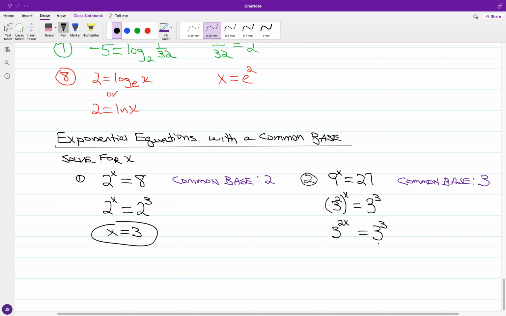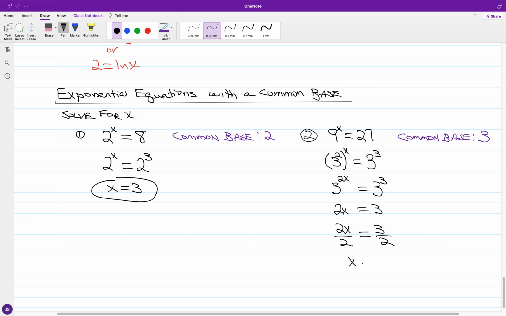So I have single terms in base 3, and this will be the green light to set the powers equal to each other. So we have that 2x is equal to 3, and with division by 2, we get 3 halves. This will reduce to a decimal that terminates, and so for the value of x, you can say x is equal to 3 halves in fractional form, whereas in decimal form, we have 1.5.